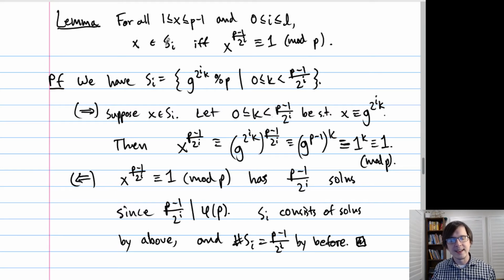Short of enumerating every element, if we didn't know this fact, we'd probably have to repeatedly square everything mod p and see if x happens to be among the ith iterated squares. And that's not a good situation if you want to compute fast. So let's recall that Si can be put in this form in terms of a primitive root g. And then let's break this into two parts, the forward direction and the backward direction for the if and only if.